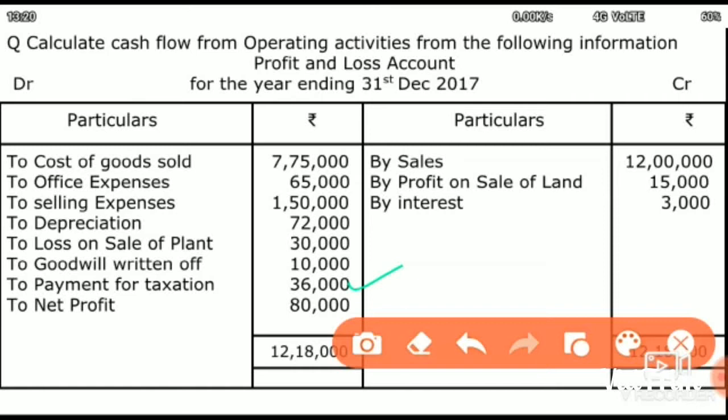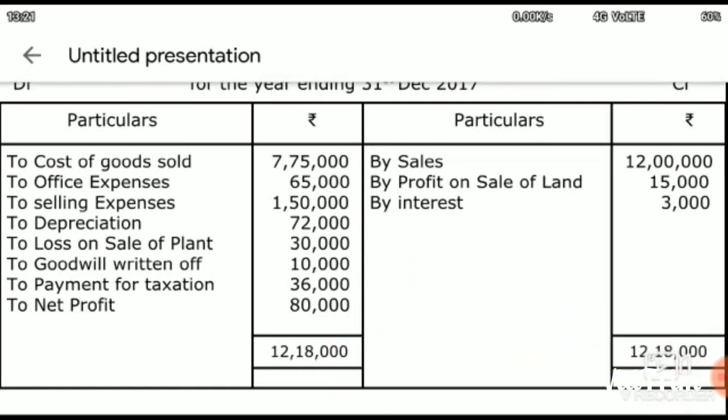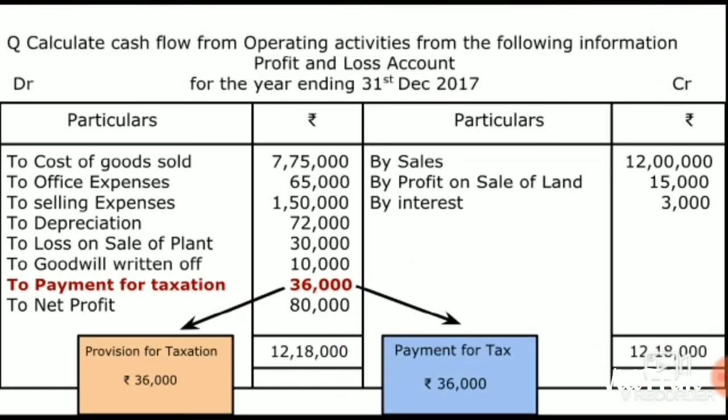So rupees 36,000 is the provision for tax made in this year, and the same amount of rupees 36,000 is made as payment for tax. So we have to remember this. Rupees 36,000 is the provision for tax in the sum, as well as the payment for tax.